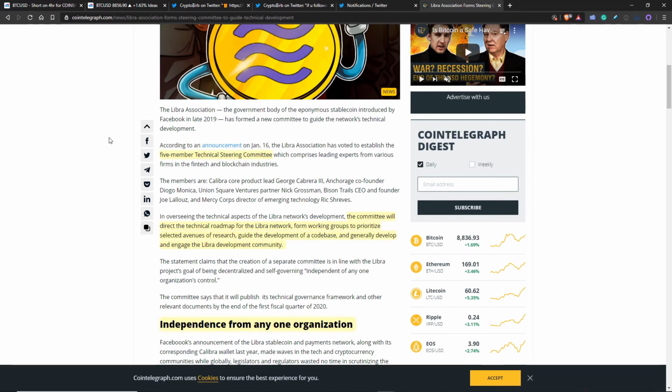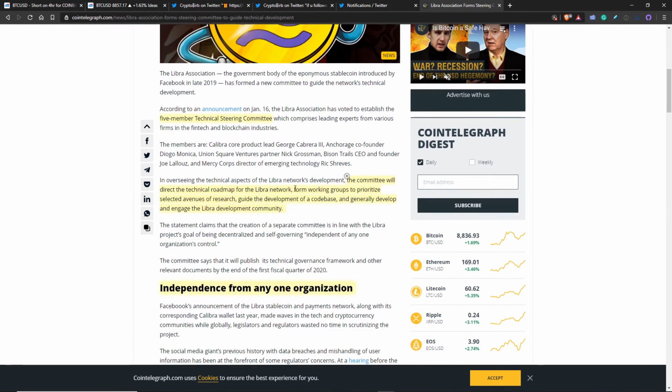If you're not familiar with what a steering committee is, it's just a group of people who get together to talk about and sort of guide, or steer, the group on what to do. And this is a technical steering committee, so they're going to be talking about the technical aspects of the technology. I'm going to have to read this because I can't summarize this very well off the top of my head: the committee will direct the technical roadmap for the Libra network, form working groups to prioritize selected avenues of research, guide the development of a code base, and generally develop and engage the Libra development community. This sounds a lot like they are trying to do some of the open source type projects where they are getting groups together to work on these things and trying to build a community and start working on the actual code base.